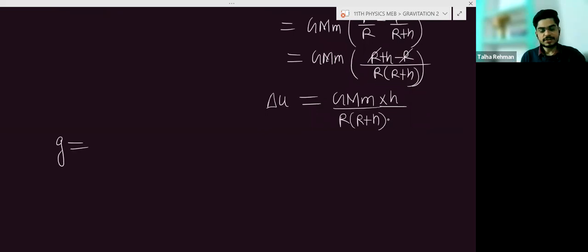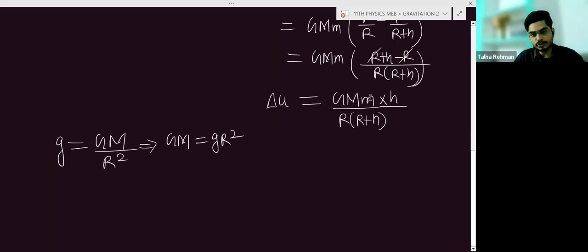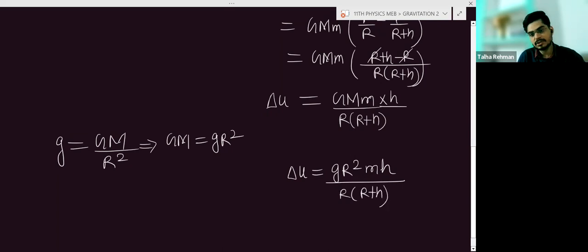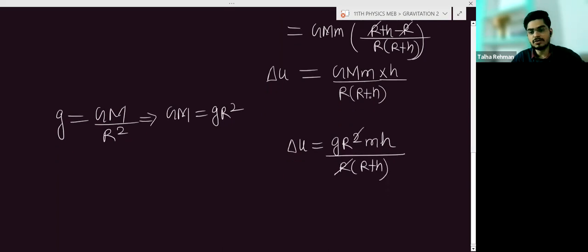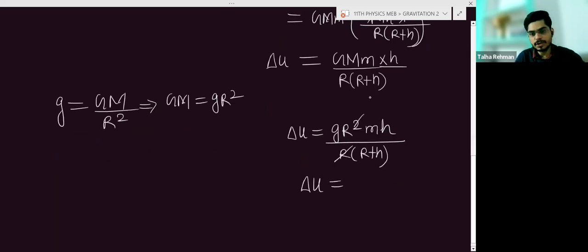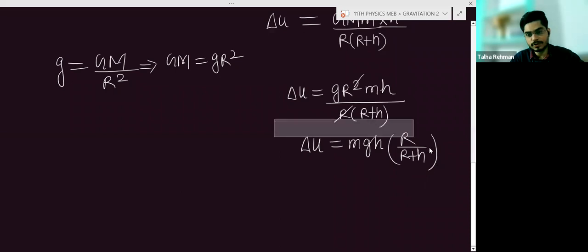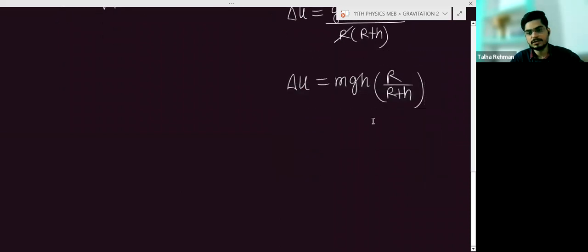I told you that the acceleration due to gravity on the surface of the earth will be g is equal to GM divided by r square. From here you can find the value of GM, that will be equal to g r square. Now this GM value you can put here. So delta U, you will get g r square into m into h divided by r into r plus h. And this will be cancelled out. So delta U will be m g h divided by r upon r plus h. Basically, this is the exact formula, m g h divided by r upon r plus h.